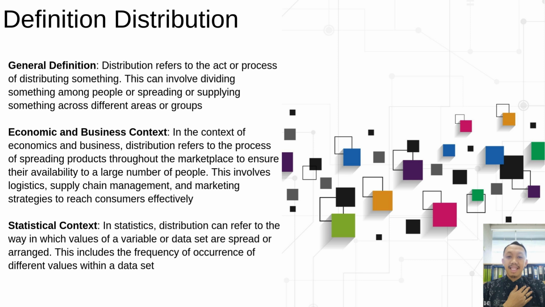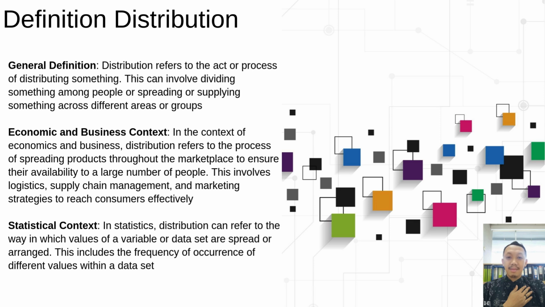Slide 2. At the moment, I would like to explain about distribution. What is the definition of distribution? There are 3 views about the definition of distribution like below. 1. General definition. Distribution refers to the act or process of distributing something. This can involve dividing something among people, or spreading or supplying something across different areas or groups.